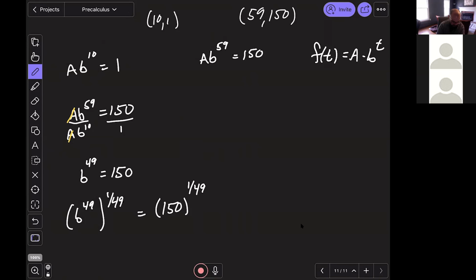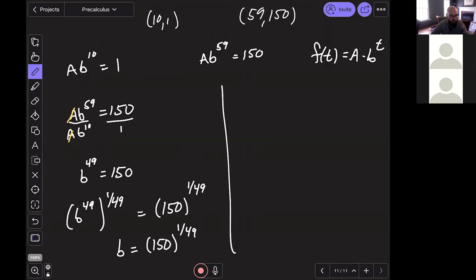And then on the left-hand side, 49 times 1 over 49 is just going to be 1. And so what we get is B is equal to 150 raised to the exponent 1 over 49. Okay. So far, so good? Or do we want to clarify that? That makes sense. All right.